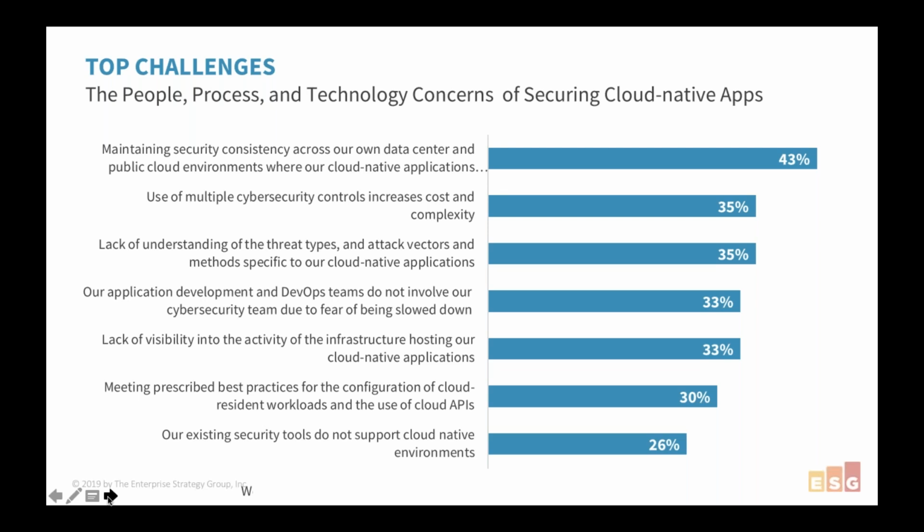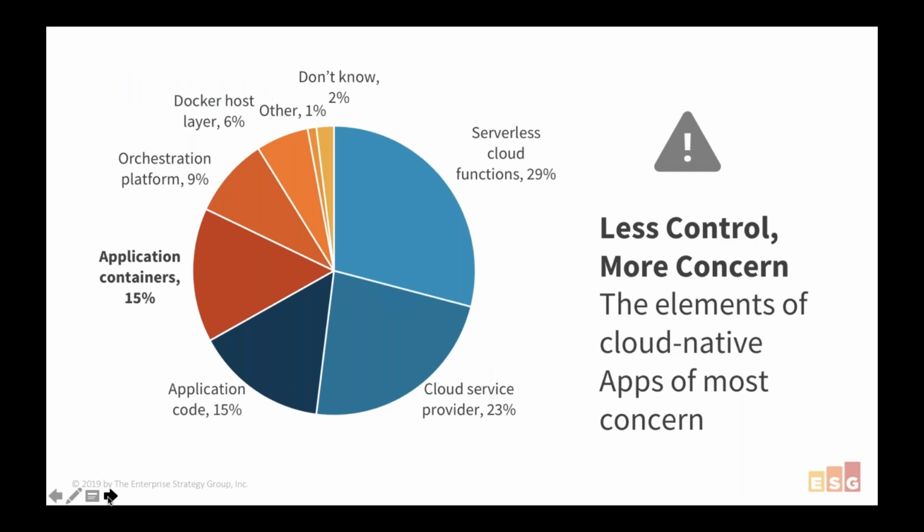And then from a people perspective, there are a couple of ones here, right? One is, I've got to revisit my threat model. So that's the third one down, right? I lack the understanding of threat types, attack vectors, methods, TTPs, et cetera, that put our cloud-native applications at risk. The next one down, we're going to spend a good amount of time on, which is that our app dev and DevOps teams don't involve the cybersecurity teams. I think cybersecurity is going to slow down the speed of DevOps. So no shortage of challenges, and they span all the pillars of an organization's cyber program.